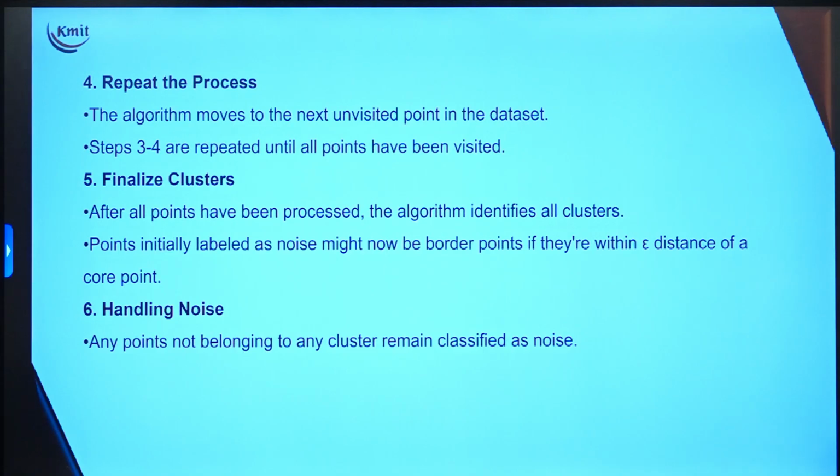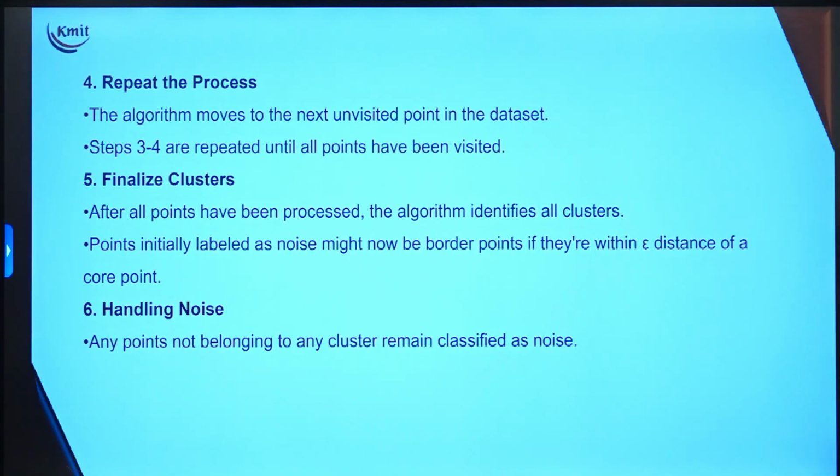So steps 3 and 4 would be repeated until all the points are visited, and all the points would be either put as core point or border point, or if they don't belong to any of the categories, we consider them as noise points. Once we are done with the entire process where we visit all the data points, we will finalize the clusters. All the points will be processed, the algorithm will identify all the clusters, and then finally define the clustering. Any points that do not belong to any cluster will remain classified as noise.